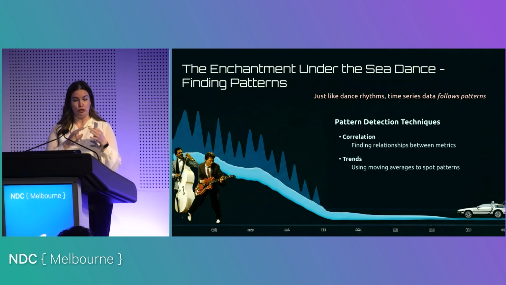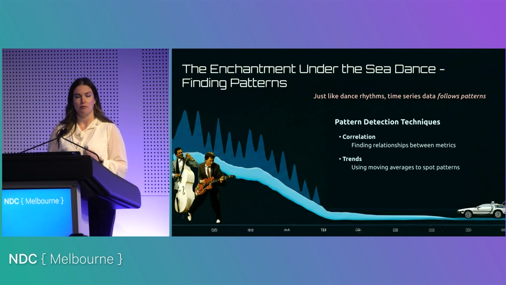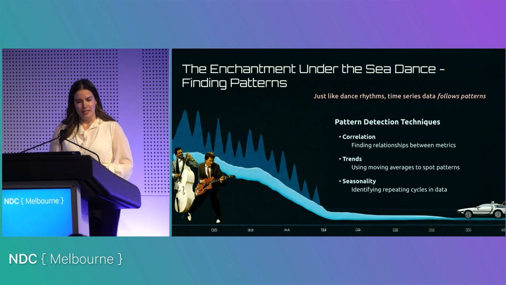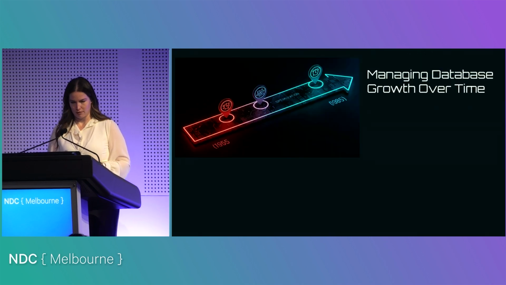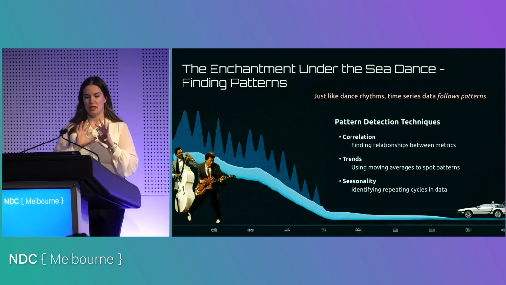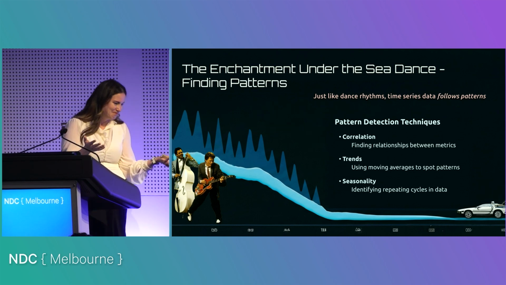Maybe some trend analysis using moving averages helps us to spot longer-term directions in our data that smooths out the short-term fluctuations you might have. Seasonality identification helps us spot repeating cycles in data, like daily usage patterns or weekend versus weekday differences. And by identifying these patterns, we can understand normal behavior versus anomalies, predict future trends, and make better decisions. In our DeLorean analogy, this is kind of like understanding the patterns of time travel to make sure they'll be in the right place at the right time.